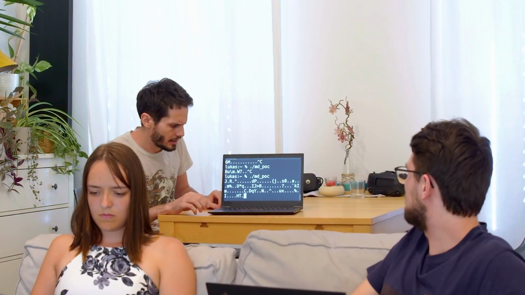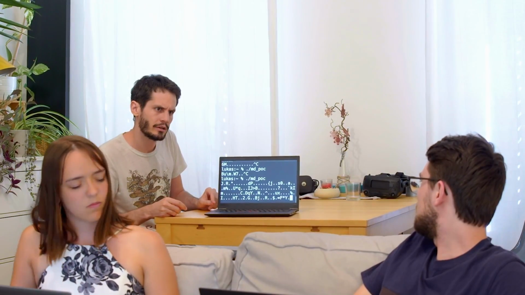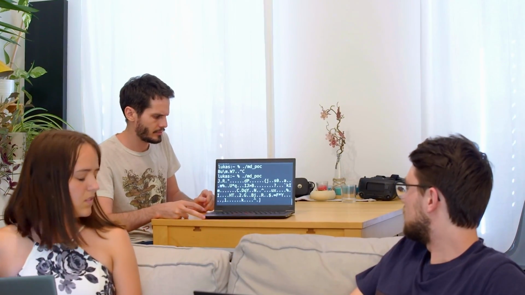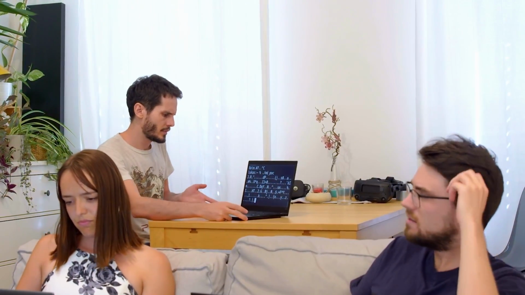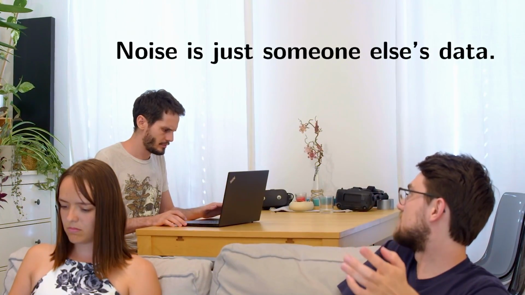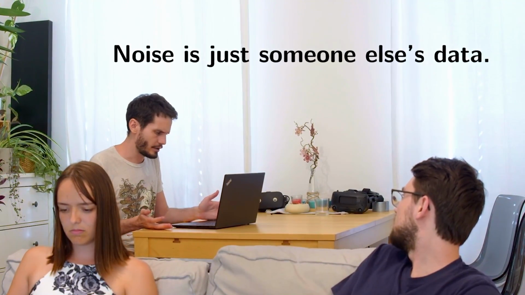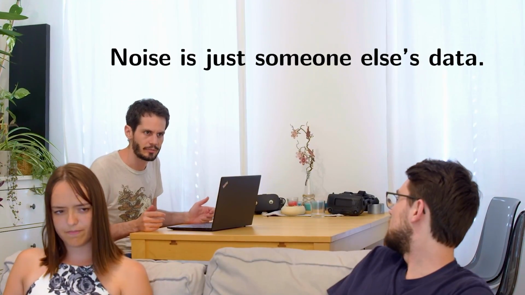There's so much noise here. Yeah, I'm trying to read this paper. No. I'm running Meltdown again, and I get so much noise. With the patches? No. This CPU has hardware fixes for Meltdown and Foreshadow. But noise. Noise is just someone else's data, right? Exactly. So what am I seeing?